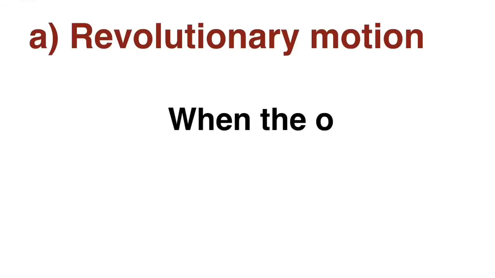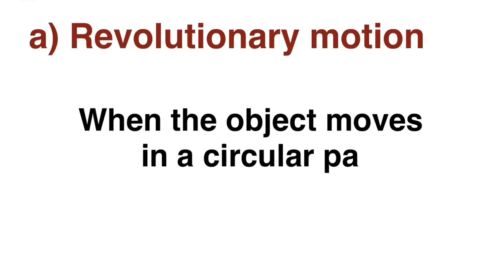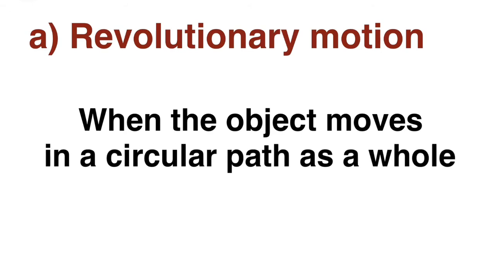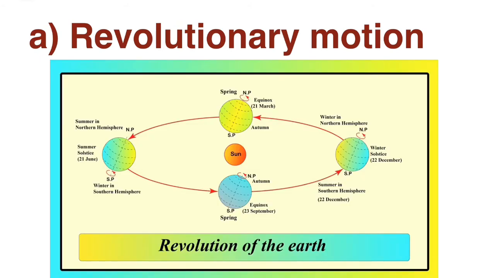What is revolution? If an object moves in a circular path as a whole, then that type of motion is called a revolution. Example, the revolution of Earth around the Sun.